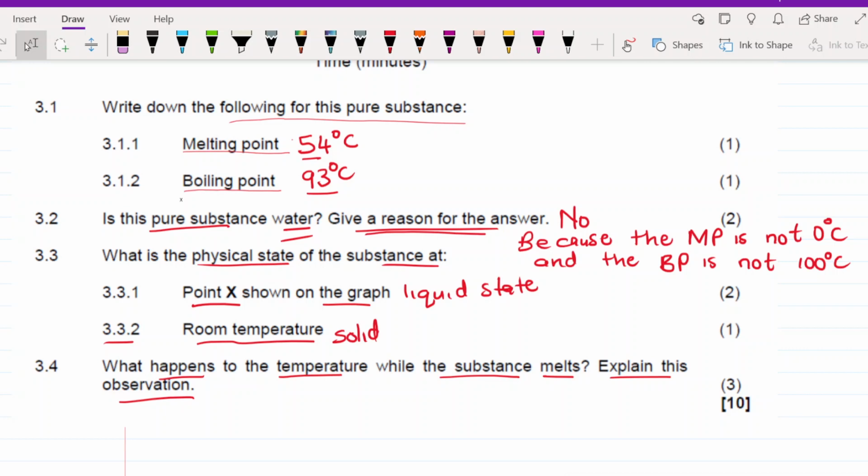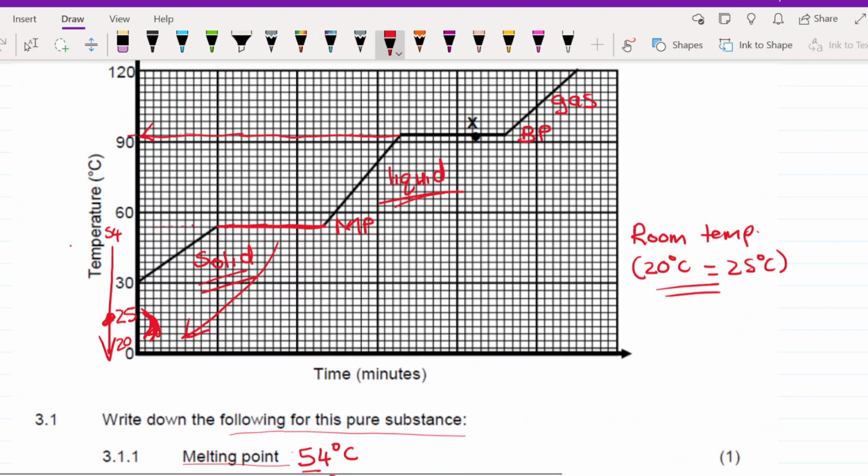Okay, let's look at this one. What happens to the temperature while the substance melts? Now, the substance is melting at this point, the melting point. So at that point, what is happening to the temperature? Remember, on the x-axis we have time. They didn't tell us the time, so let me just put some time here.